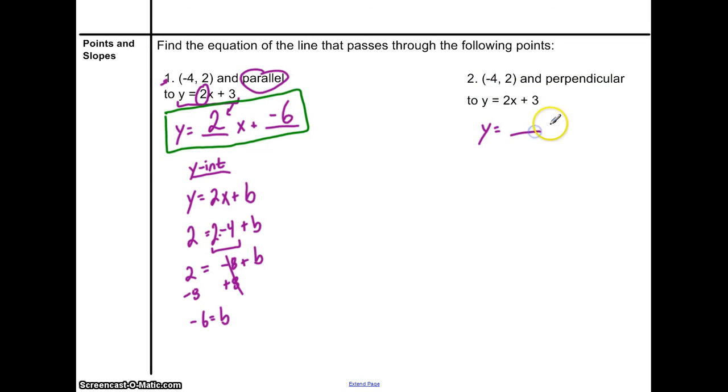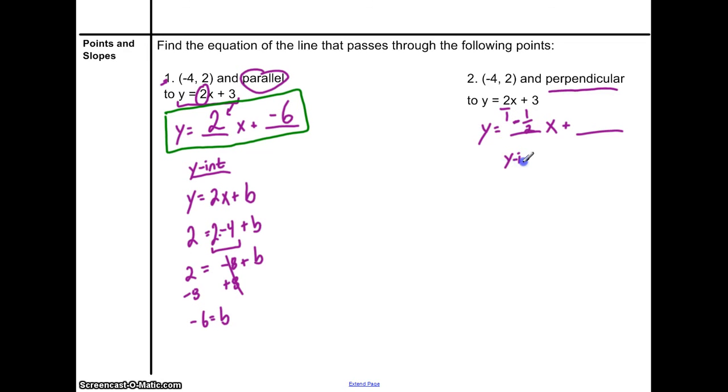Again, we're going to need a slope and a y-intercept. Now, for perpendicular lines, we won't use the same slope as this line. We'll use the opposite reciprocal slope. So remember, 2 can be 2 over 1. And so the opposite slope, this is positive, so we'll have to have our perpendicular slope be negative. And the reciprocal, flipping that fraction over, that'll be 1 over 2, or 1/2. So my slope will be negative 1/2 x.